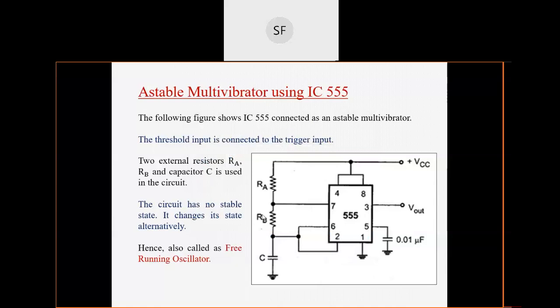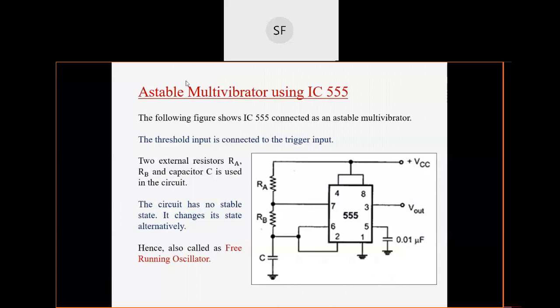Now we will start today's discussion and it is about the astable multivibrator. Previously we have seen the monostable multivibrator. So what is the difference between monostable and astable? In monostable, one state is stable only and the other state is partially stable.